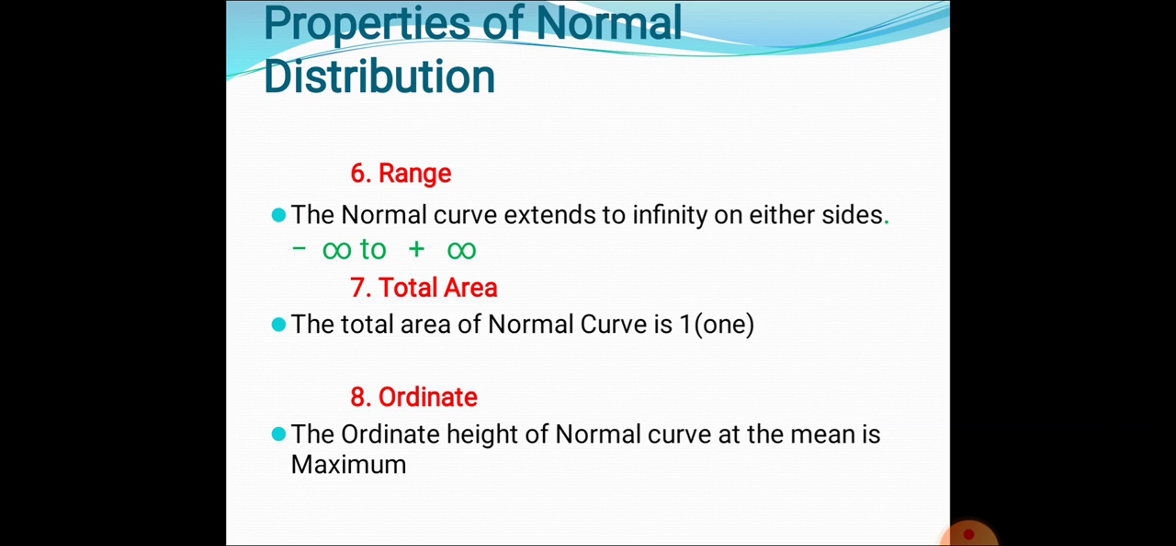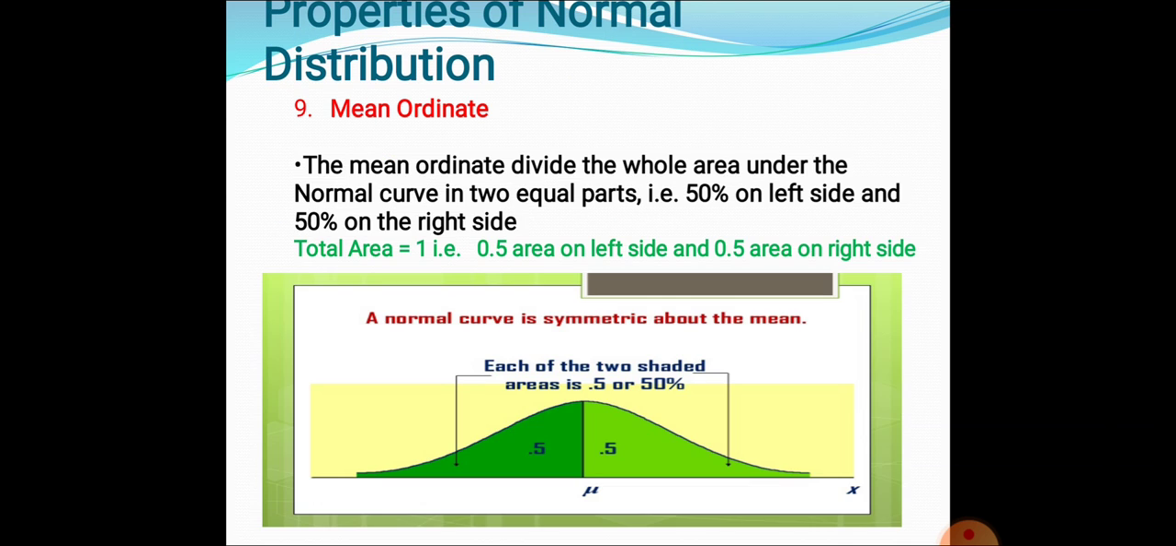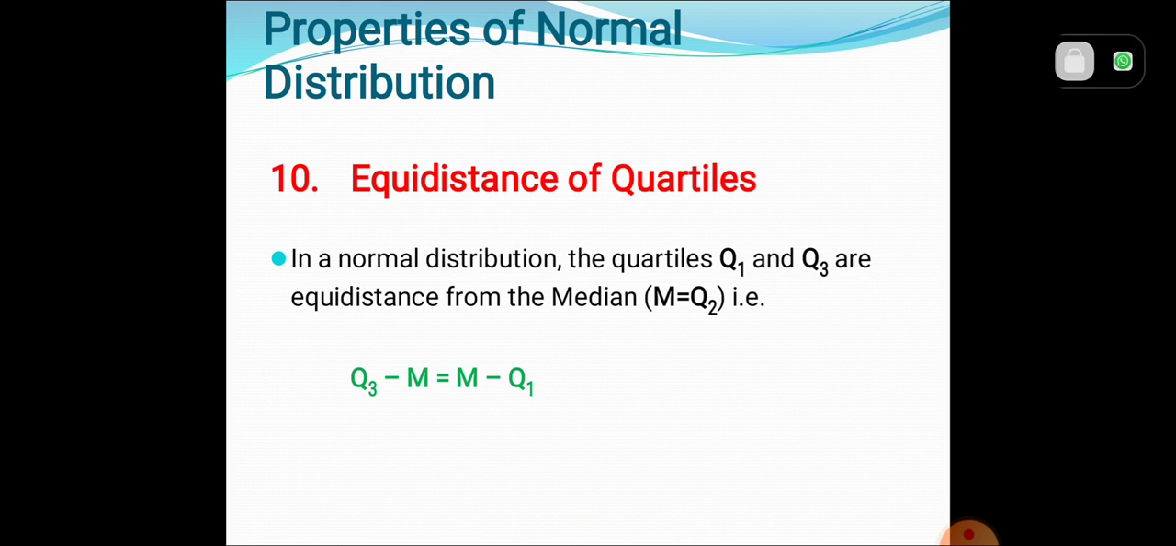Ordinate: the ordinate height of the normal curve at the mean is maximum. Next feature is the mean ordinate. The mean ordinate divides the whole area into two equal parts: 0.5 area on the left side and 0.5 area on the right side.